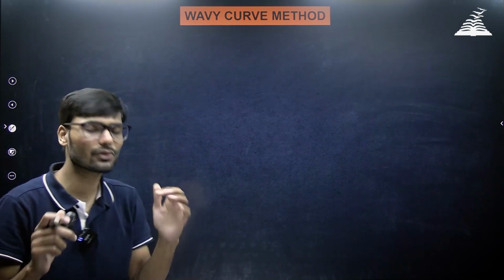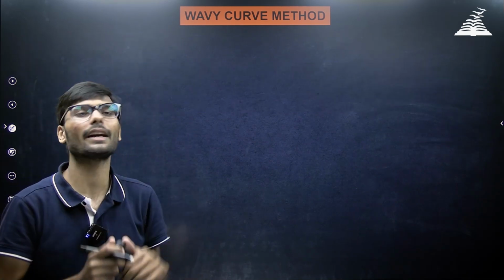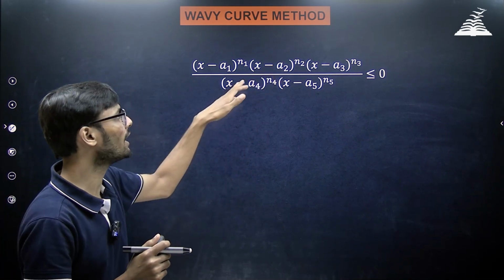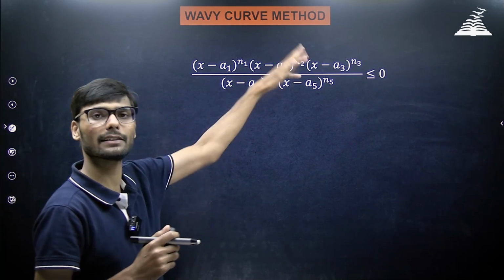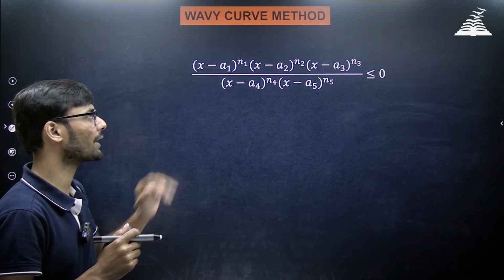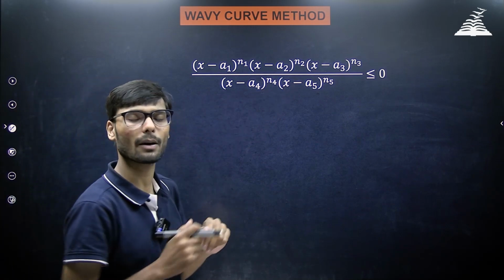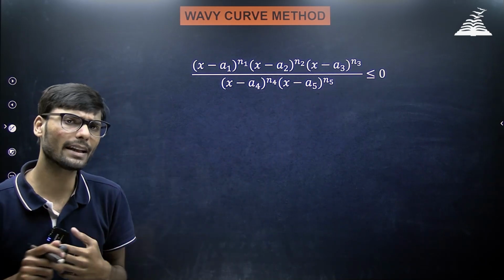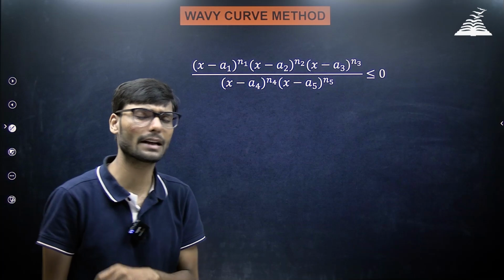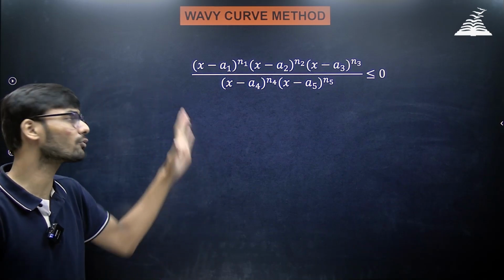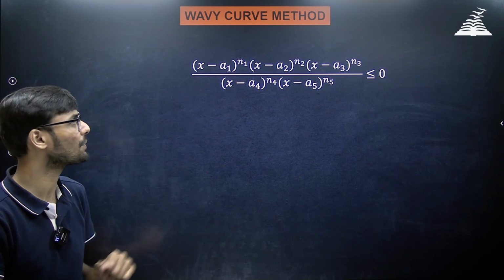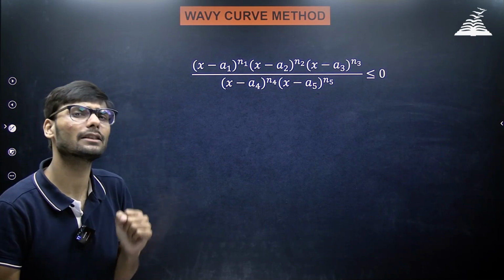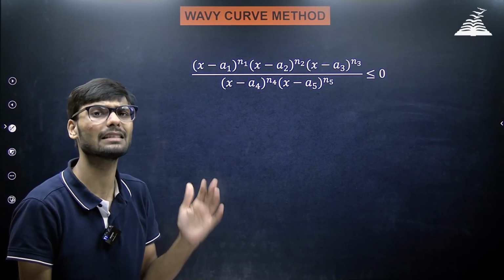Let's look at this. Suppose we are dealing with an inequality involving a rational function, which is (x minus a1) raised to the power n1 into (x minus a2) raised to the power n2, (x minus a3) raised to the power n3, (x minus a4) raised to the power n4, and (x minus a5) raised to the power n5. And we want it to be less than or equal to 0. It has to be negative or 0, should not be positive. That's what we want. We want to find all such x for which this is either negative or 0. Now here, if you notice, the coefficient of the highest power of x in each expression is positive, right?